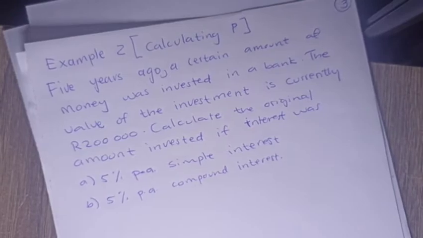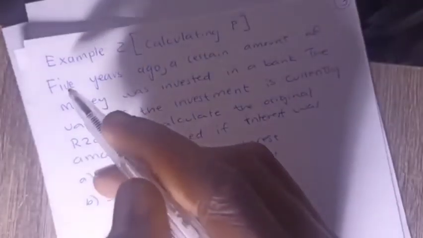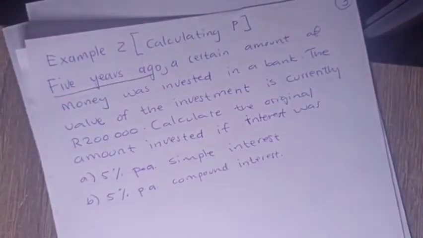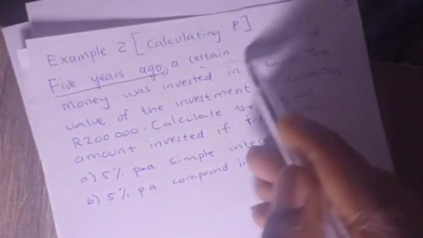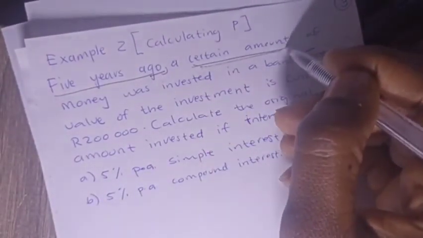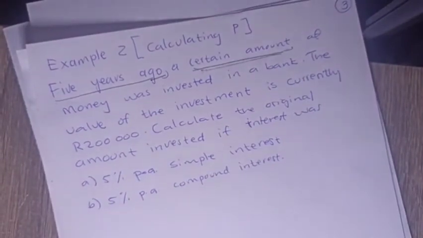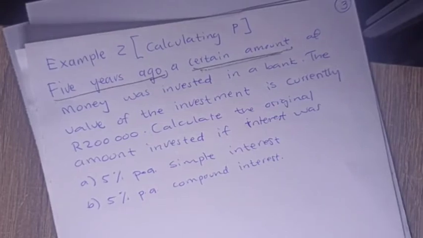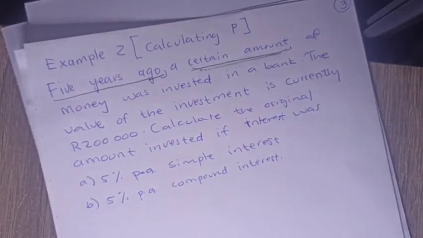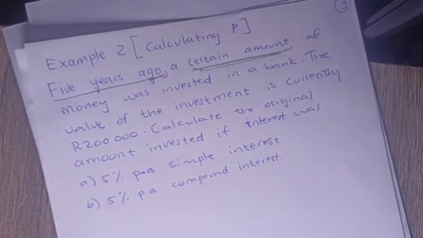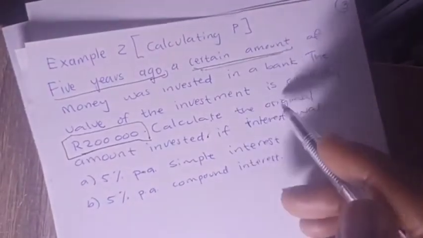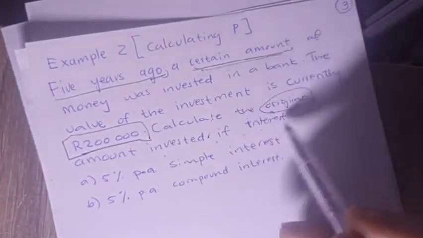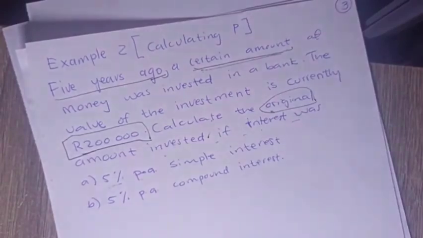So let's read the question. 5 years ago, already they're telling you something there. So something happened 5 years ago, a certain amount. We don't know how much money was invested. So 5 years ago, it's like the present at that time. 5 years ago, a certain amount of money was invested in a bank. The value of the investment is currently 200,000. Calculate the original amount invested if the interest was 5% per annum at simple interest.